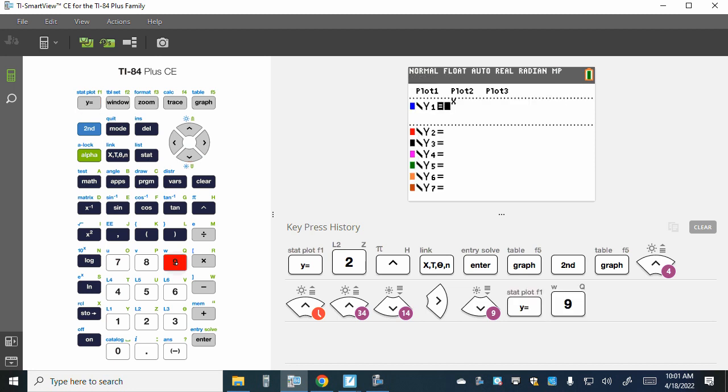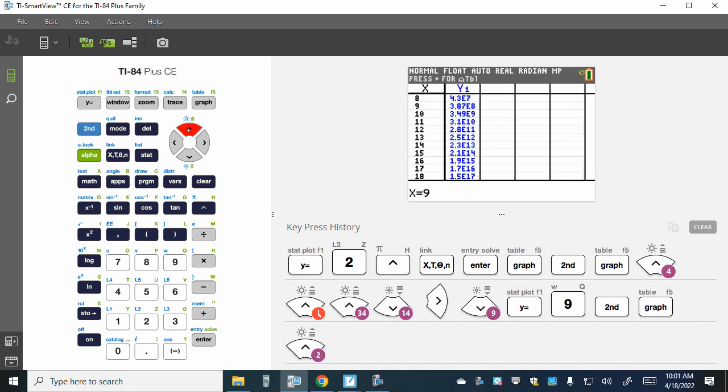So if we said 9, and looked at its table, well, by the time we hit 9 to the 6th, we're already at 500,000. So we didn't even get to 9 to the 10th before we broke 1 million. So these functions can increase faster and faster depending on their growth.